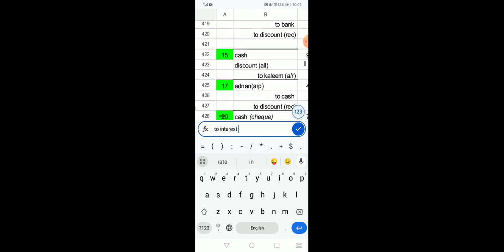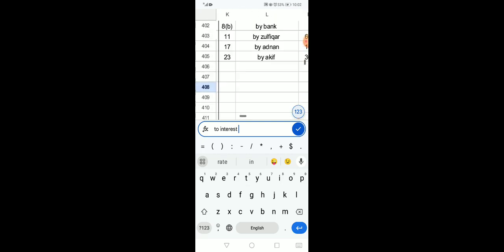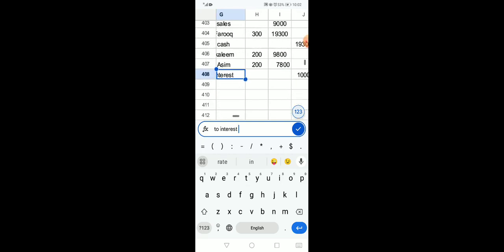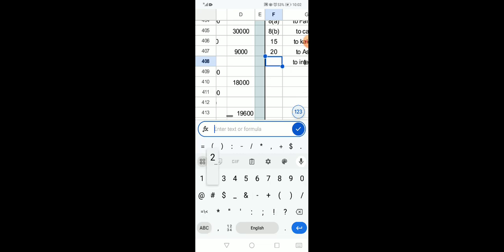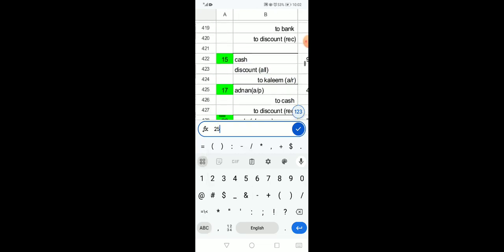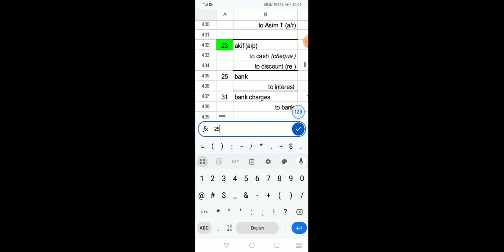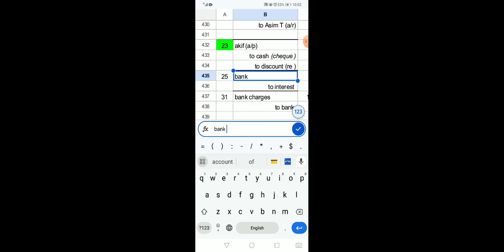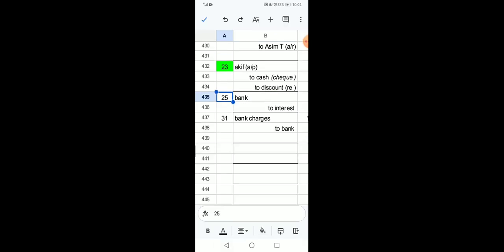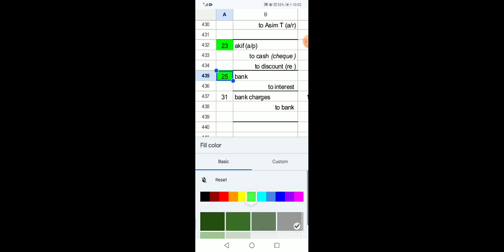Now see the date of this entry is 25. So put 25 over here. The 25th entry was having only one element, which was bank. Bank has been posted. It means entry number 25 is completed. Mark it as done.